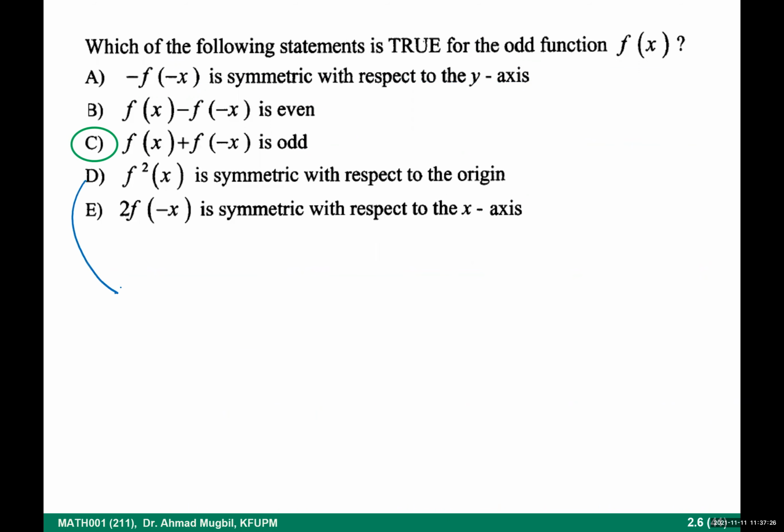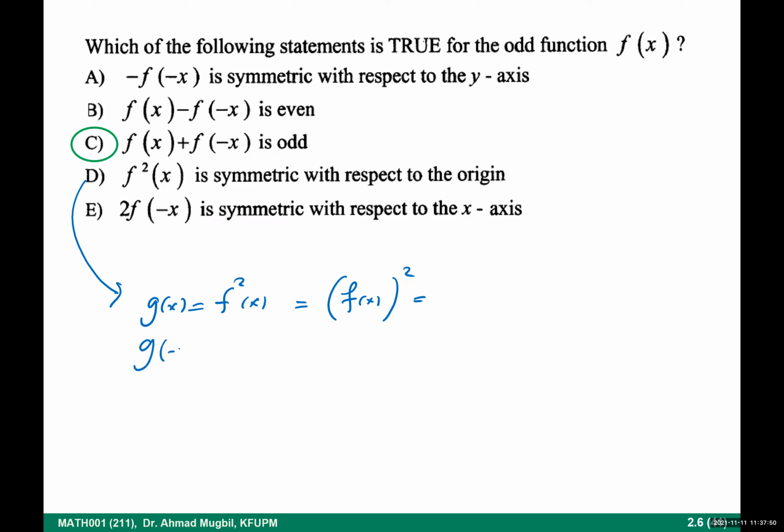D is what? Let's call it g of x, for example, which is f squared. We will take this also in the next class. What is the meaning of f squared? It means f of x all to the power 2. It means f of x multiplied by itself, so f of x multiplied by f of x. You can think about it like this, but it is easier to write it like this.